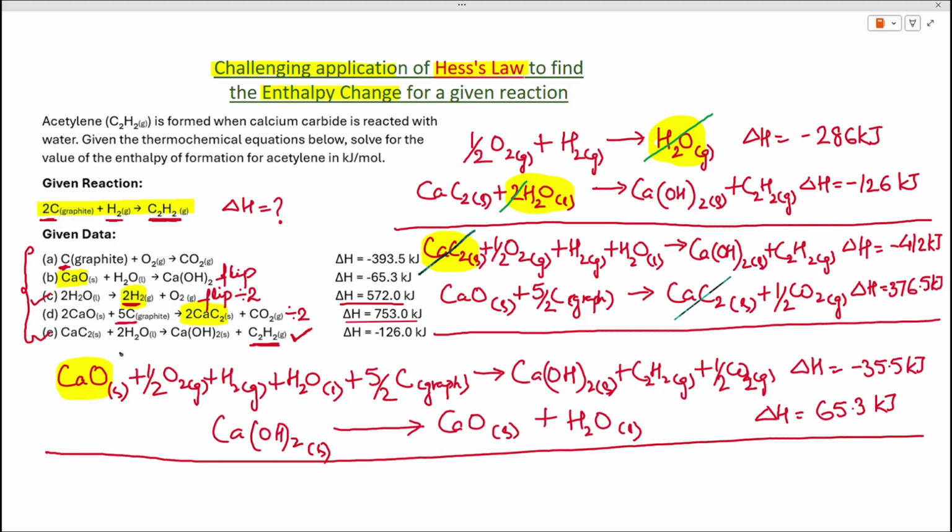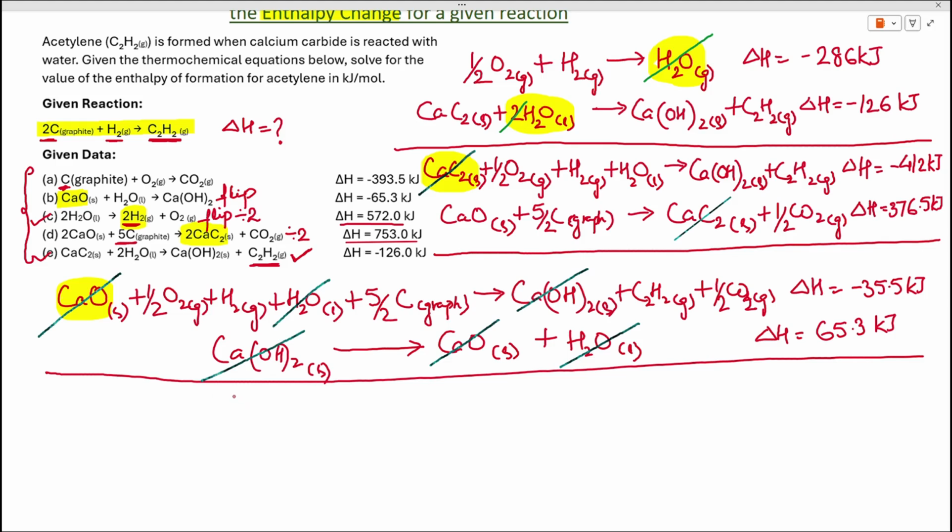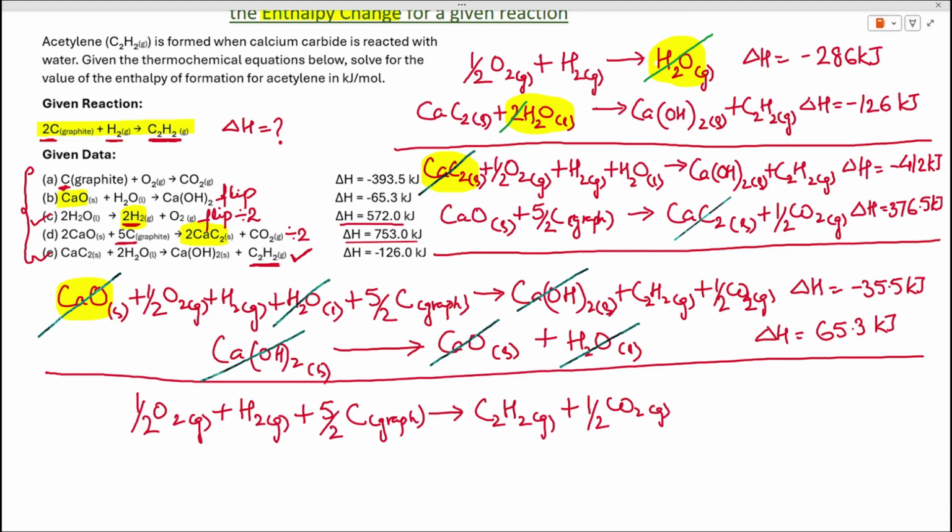We can see that calcium oxide on the left and on the right gets cancelled. Calcium hydroxide on the left and the right gets cancelled. And water on the left and the right gets cancelled. So our resultant equation is half O2, which is a gas, plus H2, which is a gas, plus 5/2 carbon, graphite, gives us C2H2, a gas, plus half CO2, gas. So now we have to add these two values of delta H. So delta H is going to be negative 35.5 kilojoules plus 65.3, which gives us 29.8 kilojoules.